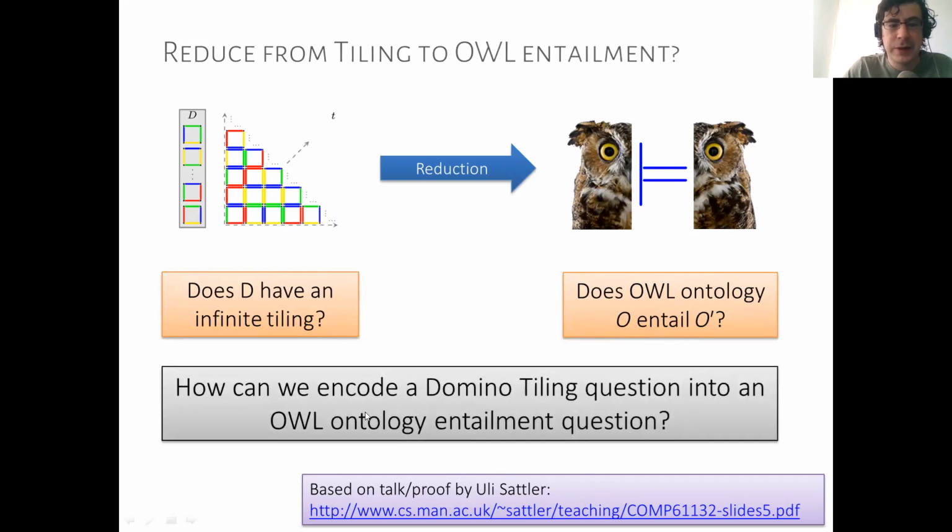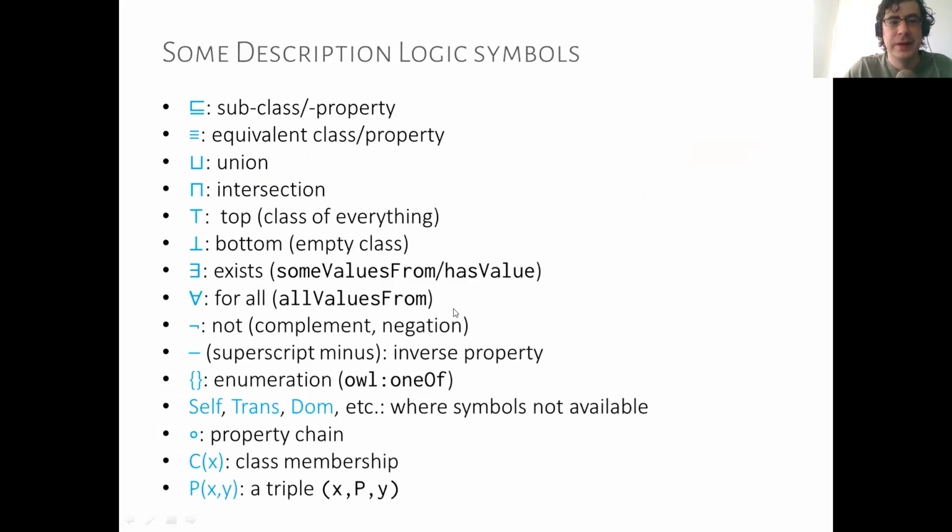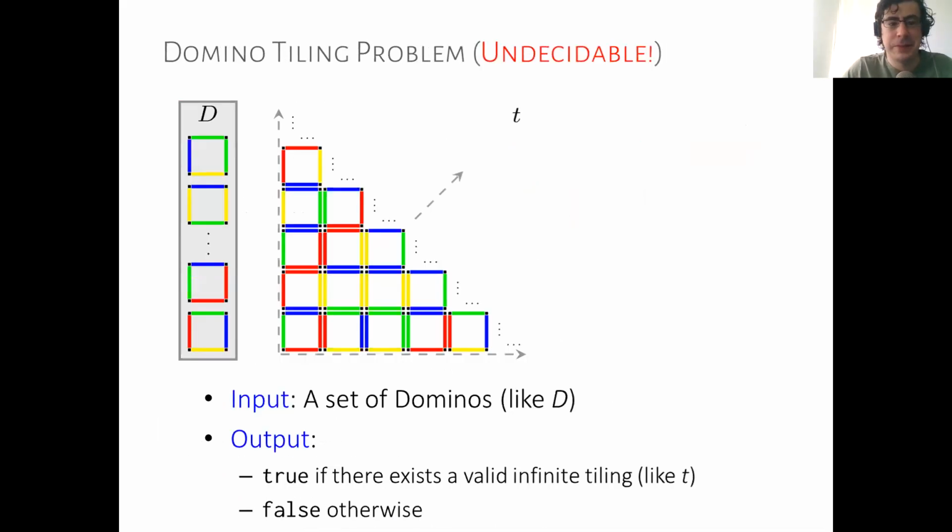So how can we encode a domino tiling question into an OWL ontology entailment question? It seems kind of unusual that we can actually reduce from this to this. So we'll have a look and see. There are some description logic symbols here that are mainly just for reference. I'll explain them as we go. I'm not going to go through all of them, but they're mainly on the slides for reference, and we've already seen some of them in the first class on OWL.